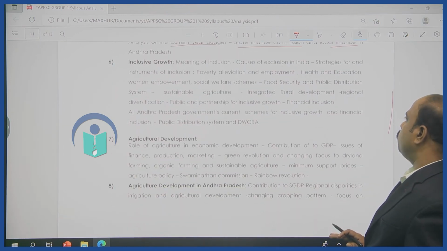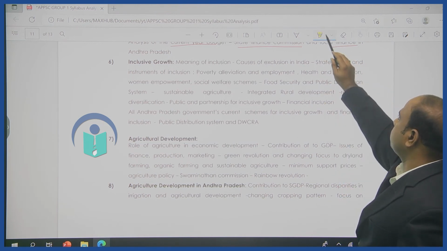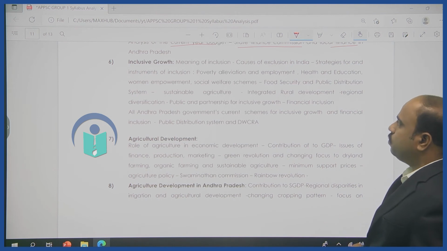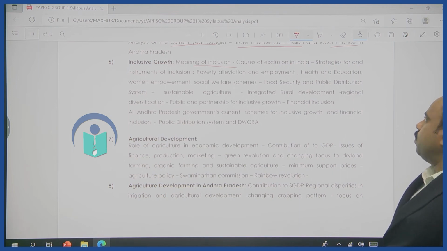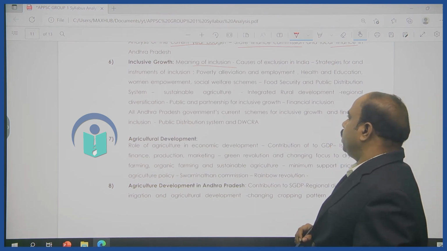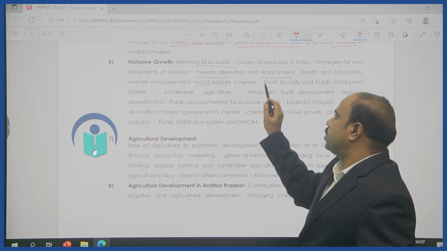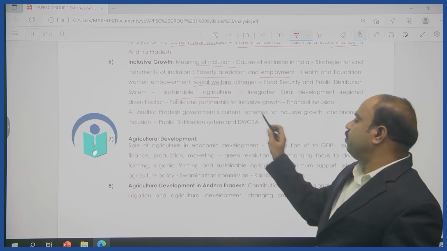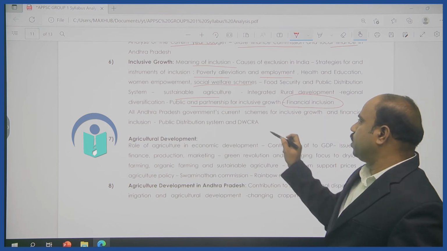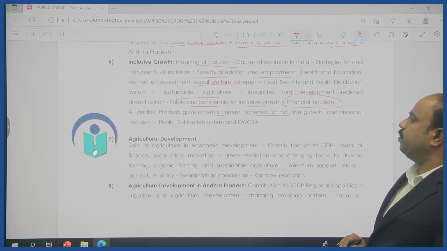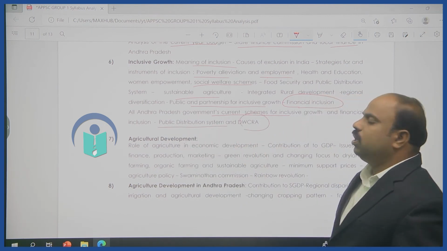Next, coming to inclusive growth. So the meaning of inclusive growth, causes of exclusion in India, strategies for and instruments in inclusion, poverty, employment, health and education, social welfare schemes, sustainable agriculture, and public-private partnership for inclusive growth, financial inclusion. So current schemes for inclusive growth and financial inclusion. Next, public distribution system, that is PDS, and DWACRA schemes.